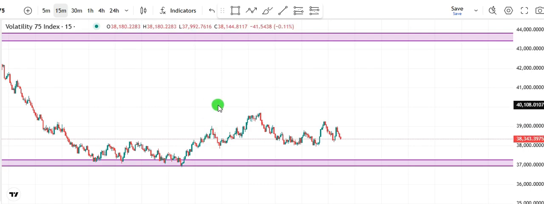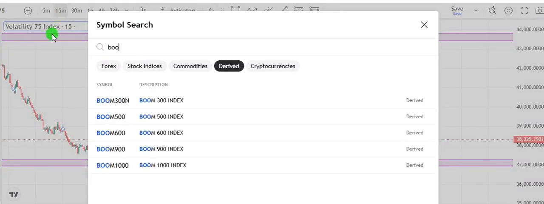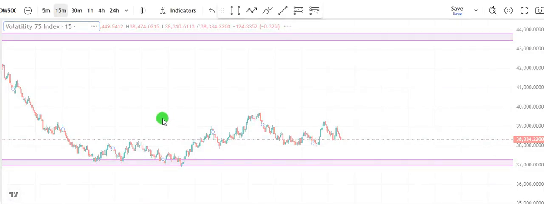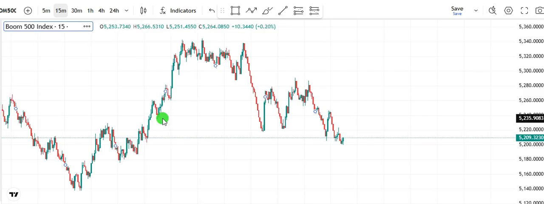Now let's go to the next one. And that's the Boom index, where we're starting with Boom 500. Let's just see and wait to see what really happens.